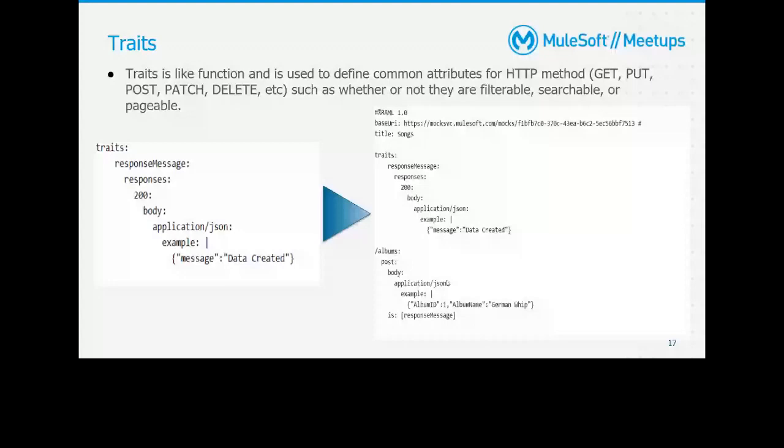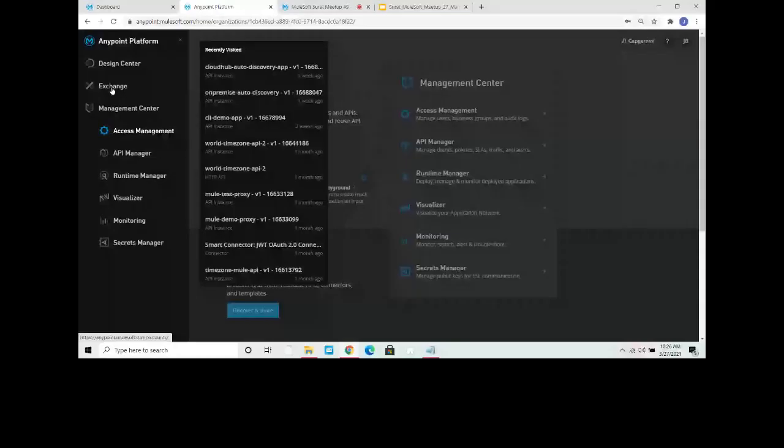Okay, let me quickly start with my RAML. I will move to the second part later. So what I will do, I will go to my Anypoint Platform and I will go to Design Center. For the first example, we will see traits, how we can define a trait.